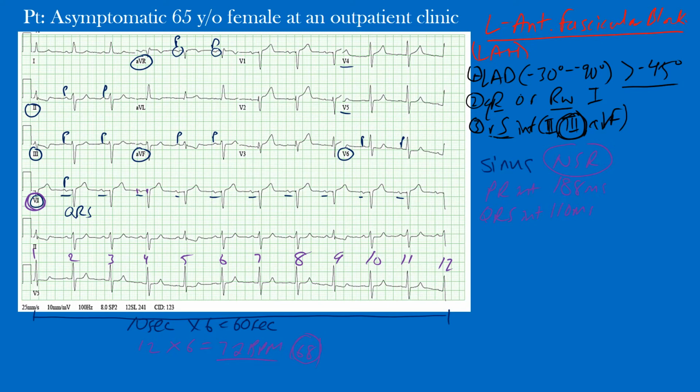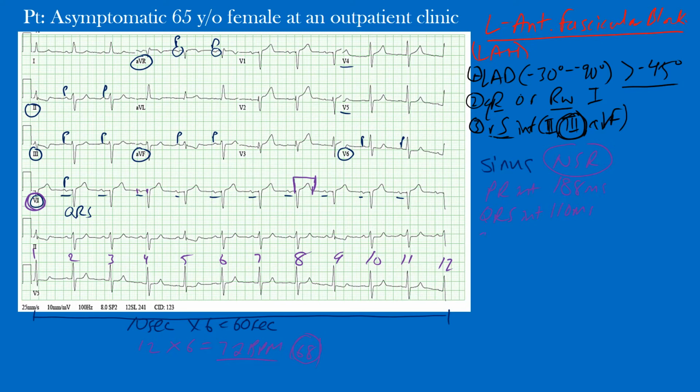All right, and normally it should be less than 120 milliseconds, and we have a normal one here. Now, how about our QT interval? The QT interval is from the beginning of the QRS complex, so here, until the end of our T wave. So this represents our QT interval. Remember, there's also something called the QTc interval, which is the corrected QT interval that corrects for the heart rate.